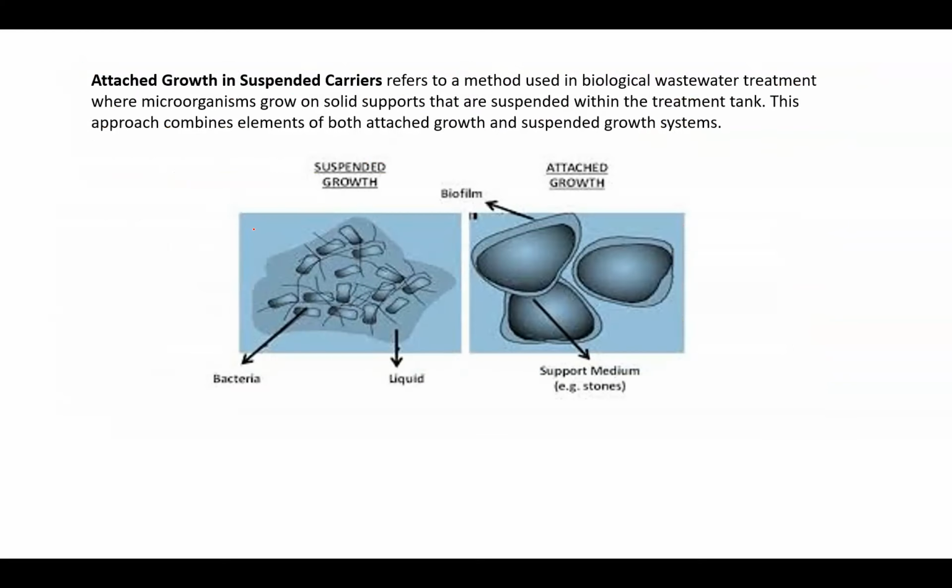And then I have given the difference between suspended growth and attached growth. So here, this is the suspended growth and this is the attached growth. How can we differentiate the suspended growth and attached growth? Attached, here it is stone, for example, then it is attached to the stone and it is growing. Here it is just suspended, and we are providing food also in the suspended manner.